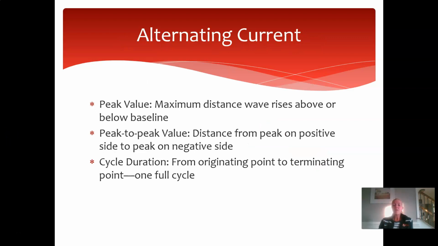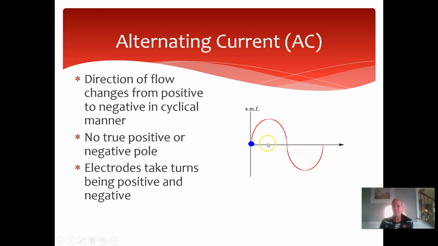So there are a couple of things that we can measure when we're dealing with alternating current. Peak value is the maximum distance that a wave rises above or below the baseline. So if you go back to the previous slide, the peak value would be the distance from baseline up to the peak, or the distance from the baseline here down to the peak of this curve.